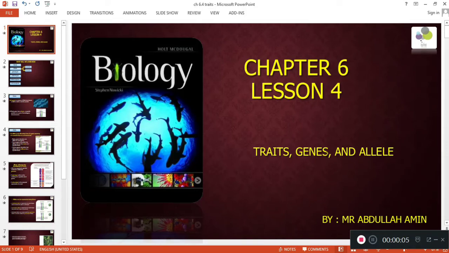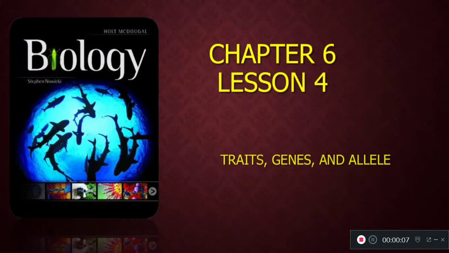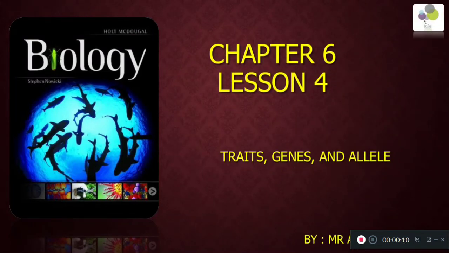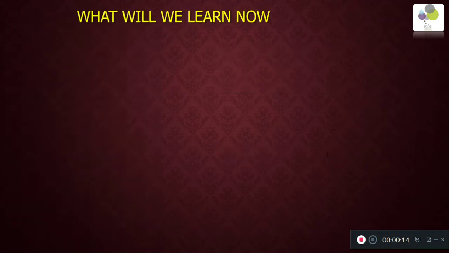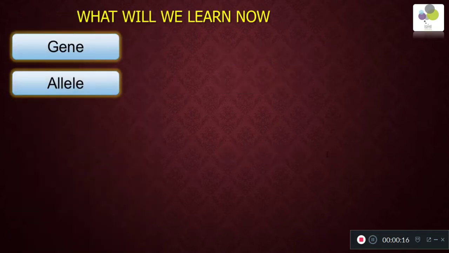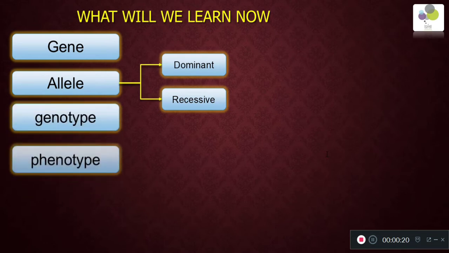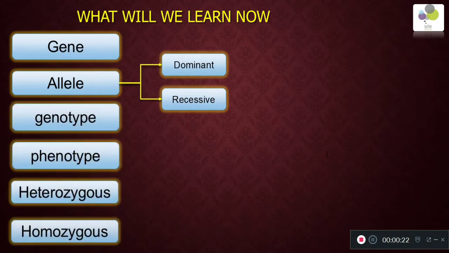And today, inshallah, we are going to explain chapter 6, lesson 4, the lesson about traits, genes, and alleles. In this lesson, inshallah, we are going to learn the meaning of gene, what an allele is, and the different forms of alleles, how an allele can be dominant or recessive, the difference between genotype and phenotype, and the difference between heterozygous and homozygous.